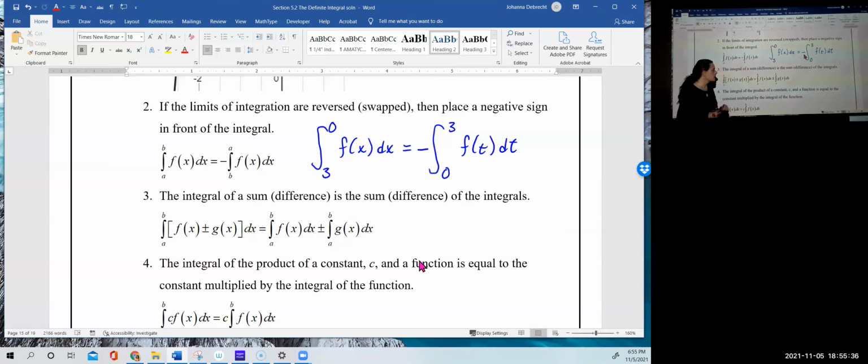The next property of the definite integrals is that the integral of a sum or a difference is the sum or difference of the integrals. In other words, you can split the integral across things that are being added or subtracted together. So if I have one function plus or minus another function, I can split the single definite integral into two definite integrals where I do the integral of f of x and then I do the integral of g of x. Now, this only works for addition and subtraction. Do not do this for multiplication and division. It does not work. It only works for addition and subtraction.